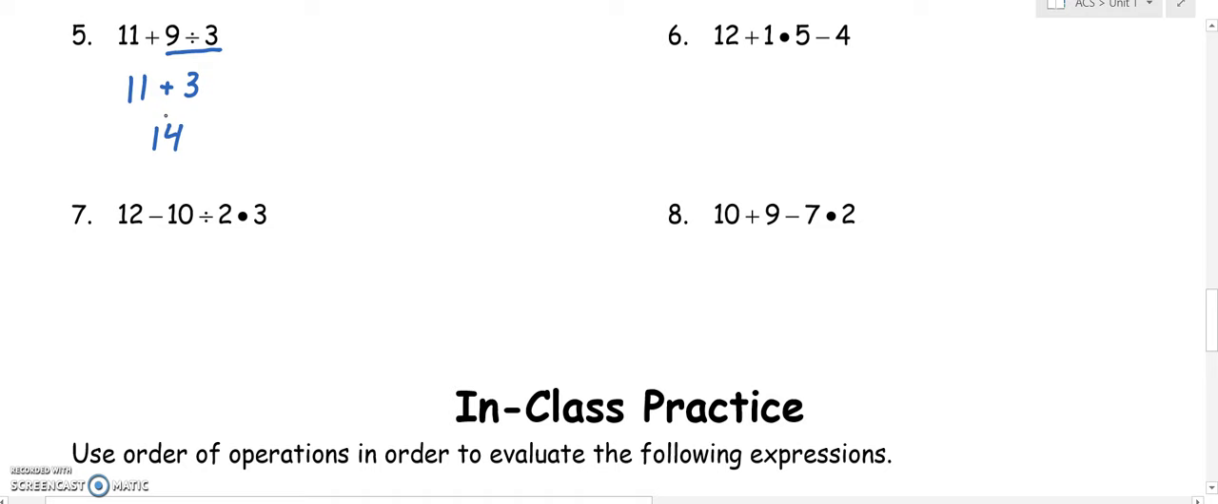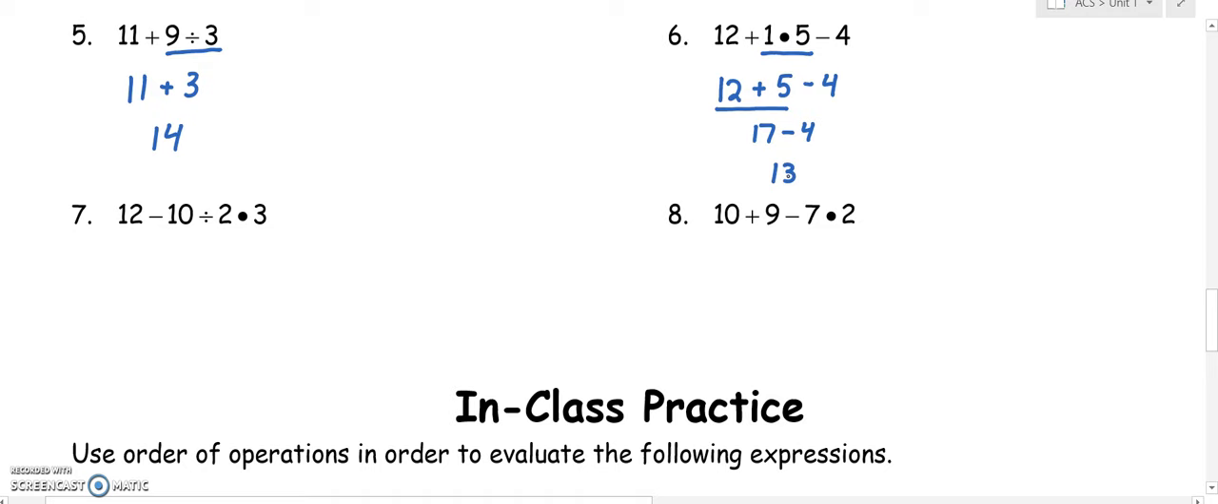In number 6, we have 12 plus 1 times 5 minus 4. So the first thing I see is a multiplication, which is our third step. So I have 12 plus 1 times 5 is 5 minus 4. Now I have addition and subtraction left, so I'm going to do those from left to right. So 12 plus 5 is 17 minus 4. So my final answer is 13.